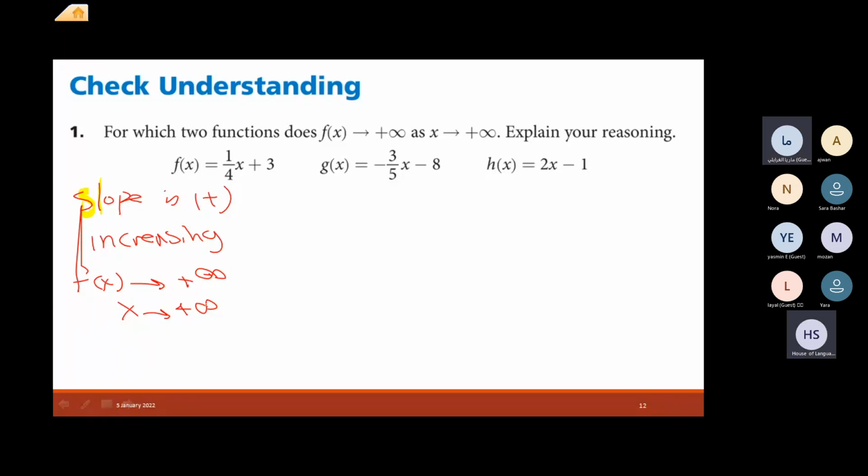Teacher, can I answer? Here, which one? If the slope is negative, is it increasing or decreasing? Decreasing. So for the decreasing, how will the end behavior be?